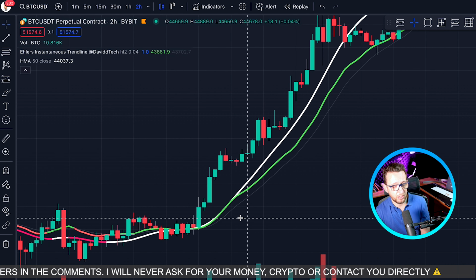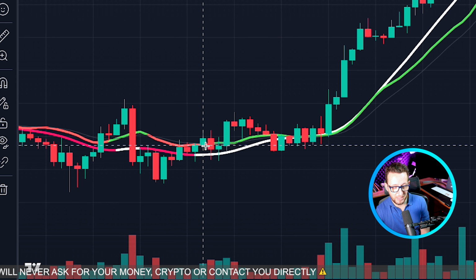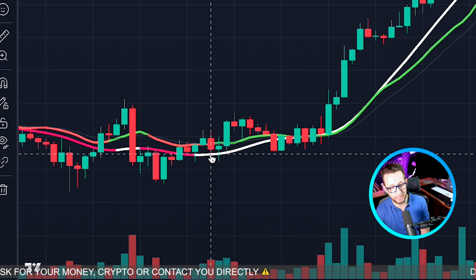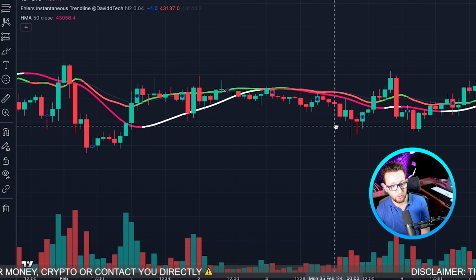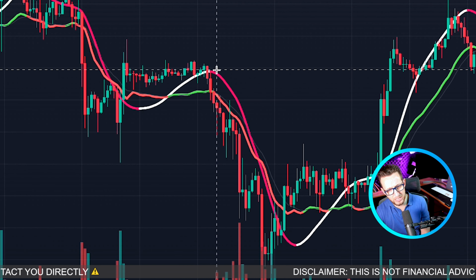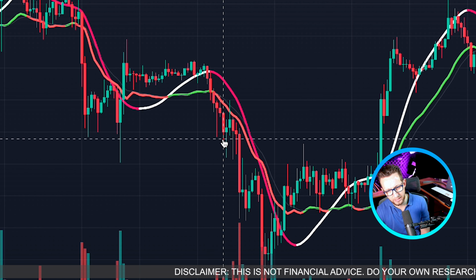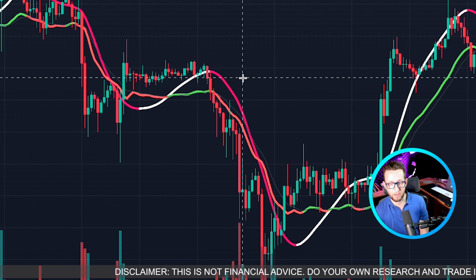When we're looking for entries, we're looking for our Ehlers instantaneous trend line to be green, and we're looking for our HMA to be white. When we're looking for shorts, I'm going to cherry pick one here, guys. We're looking for the HMA to be pink, and we're looking for our Ehlers to be red. As you can see, those would have been both perfect entries.